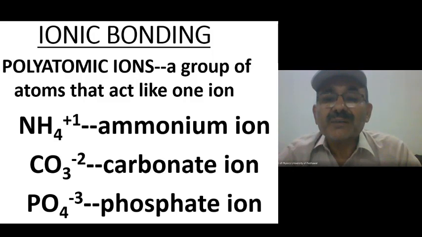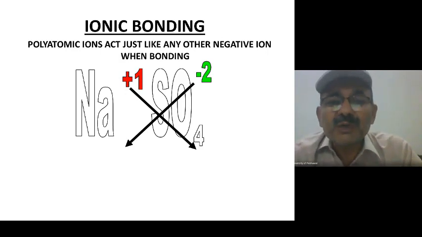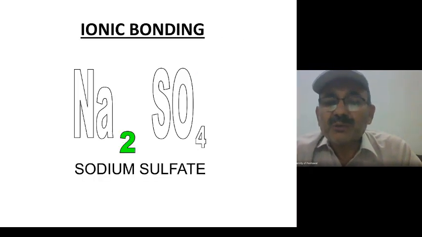For example, here is a sulfate ion, SO4, which has -2 charge, and you are interested in making sodium sulfate. A single sodium ion will not be able to form this compound, and even if it forms, it will not be a stable compound. For this purpose, the sodium sulfate will be Na2SO4. So the stoichiometry must be correct in order to achieve a simple compound.